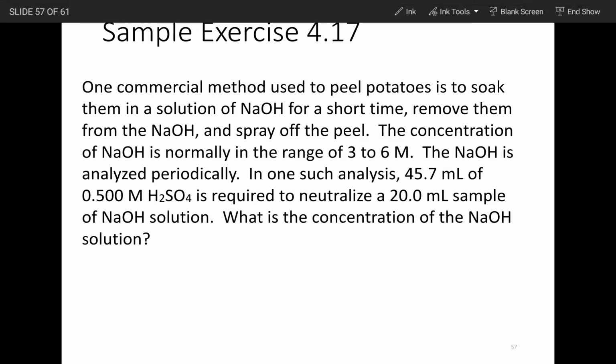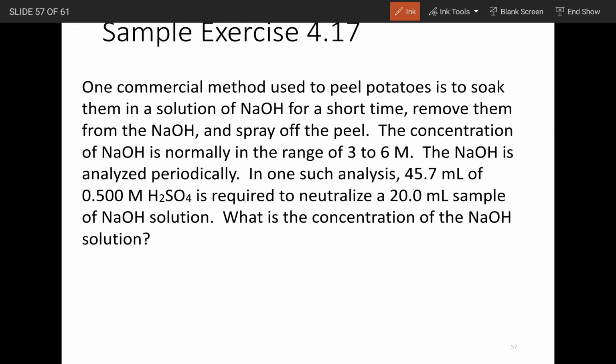57, 3 more. So with this one, a commercial method used to peel potatoes is to soak them in a solution of sodium hydroxide for a short time, remove them from the sodium hydroxide and spray off the peel. And the concentration of sodium hydroxide is normally in the range of 3 to 6 molar. And they periodically analyze the sodium hydroxide. In one such analysis, 45.7 milliliters of a half molar solution of sulfuric acid is required to neutralize 20 milliliters of that sodium hydroxide. What is the concentration?